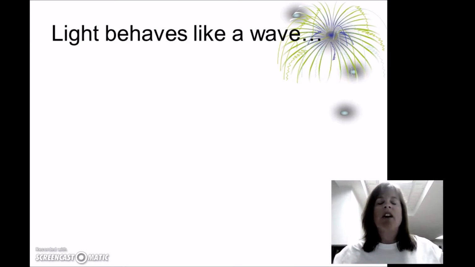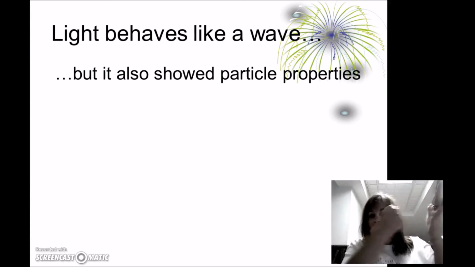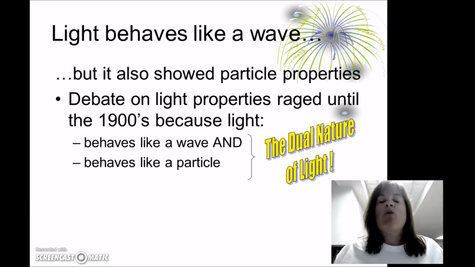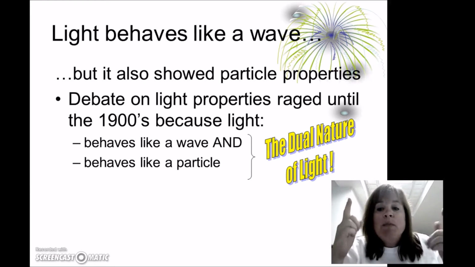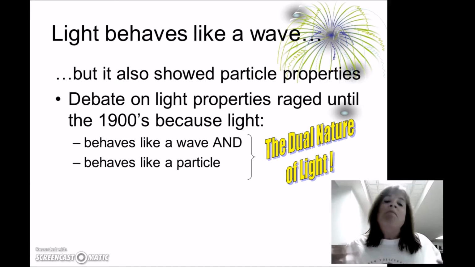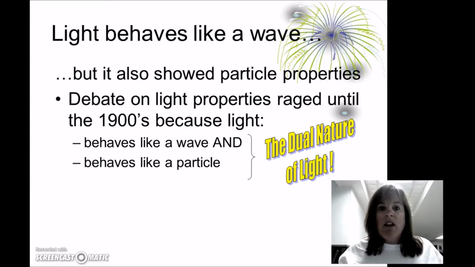All right, so I've been talking about how light behaves like a wave, and it does, but it also behaves like a particle. How is that possible? How can something be a particle and a wave? Well, this was a rage. The debate went on and on because you ran one experiment and you could get wave properties, diffraction, interference, but you could run another experiment and you could get particle behavior.